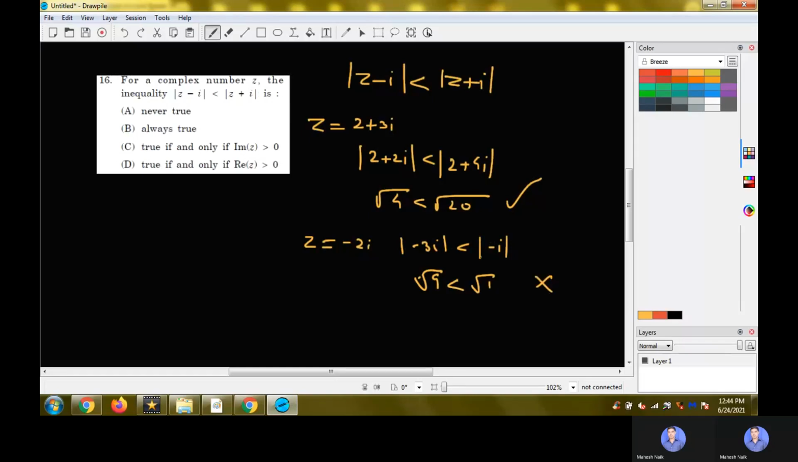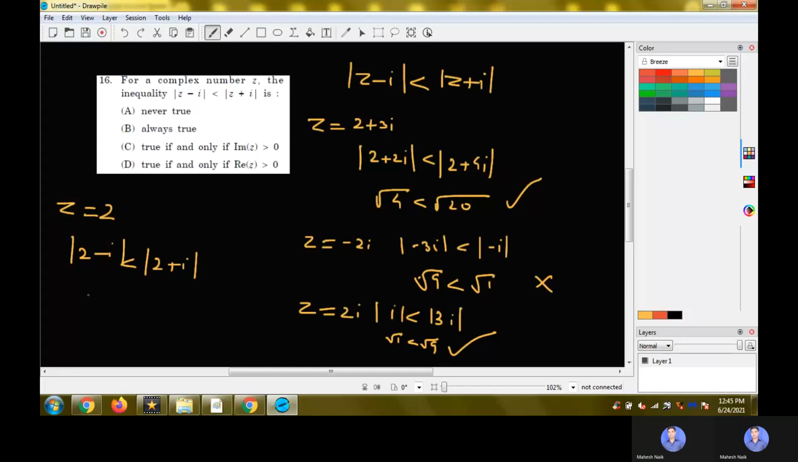Okay, so here we had the imaginary part being negative. But if I go for z equal to plus 2i, this inequality will be 2i minus i, which is just i, lesser than 2i plus i, so 3i. And then we'll have root of 1 lesser than root of 9, which is correct. Let's also try with complex numbers only with the real part. So if I take z as equal to 2, the inequality will be 2 minus i lesser than 2 plus i. And so we'll have root of 5 lesser than root of 5, which is not true.